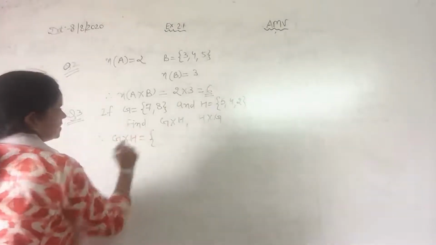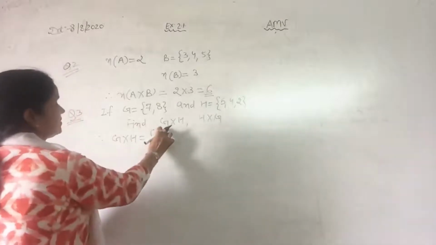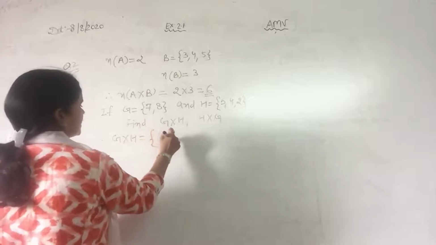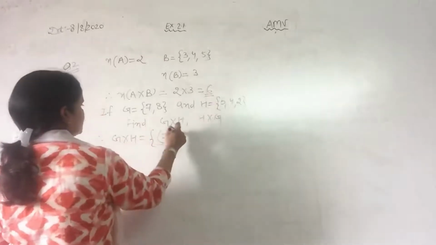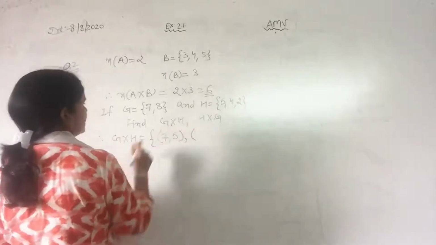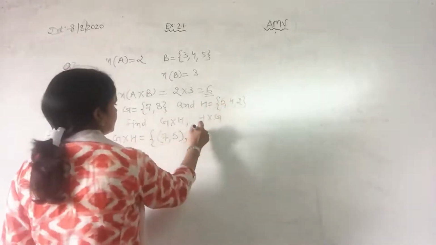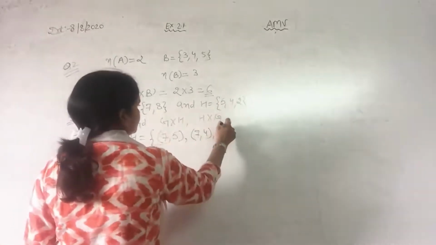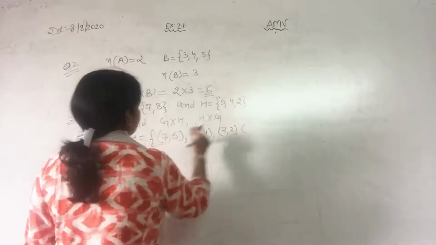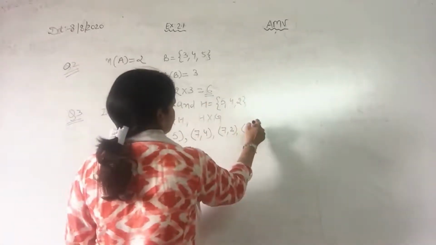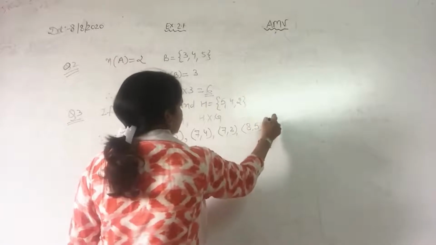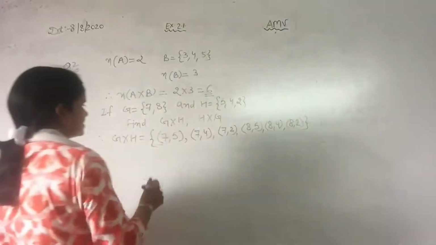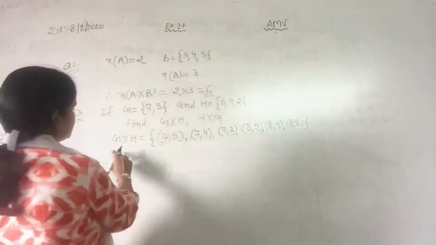So for G×H, write the ordered pairs with the first element from G. Here the first element is 7, so write 7 and from H the first element is 5: (7, 5). Second element (7, 4). Third element (7, 2). And now write (8, 5). Next (8, 4) and (8, 2). This is the Cartesian product G×H.